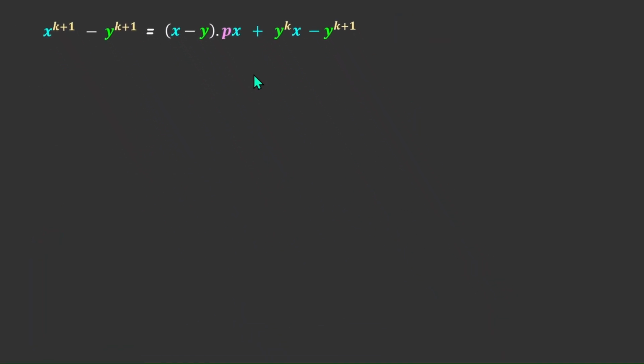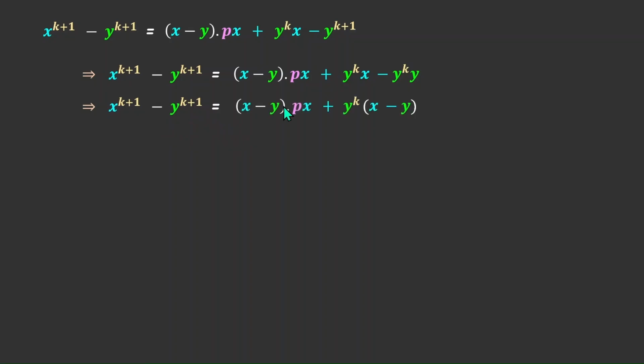Let's take it here and let's see now. So what we can do is, first, this is y raised to power k plus 1, so I can convert it into y raised to k. So this becomes x raised to power k plus 1 minus y raised to power k plus 1 is equal to x minus y into p(x) plus y raised to power k into x minus y raised to power k into y. We just took the power as a product. Now we can take y raised to power k as common. So this would give us x raised to power k plus 1 minus y raised to power k plus 1 is equal to x minus y into p(x) plus y raised to power k into x minus y.